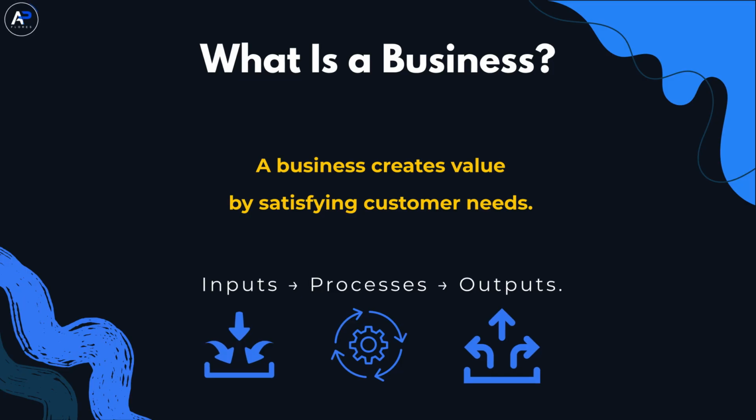At its core, every business follows the same basic system. It starts with inputs, things like workers, materials, money, and technology. These inputs go through a process where they are transformed, and that transformation produces outputs, the final goods or services that customers actually buy. And here's the key idea. A business only succeeds if these outputs create value for the customer. Think of business as a system. Inputs go in, processes transform them, and outputs create value.